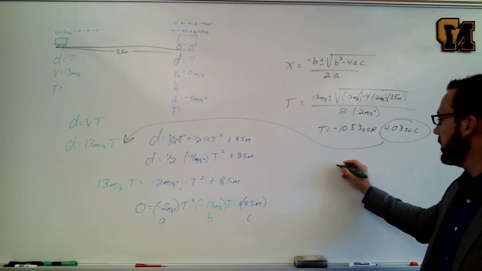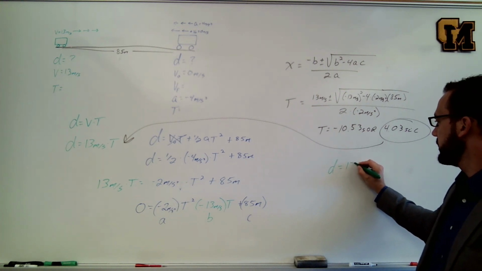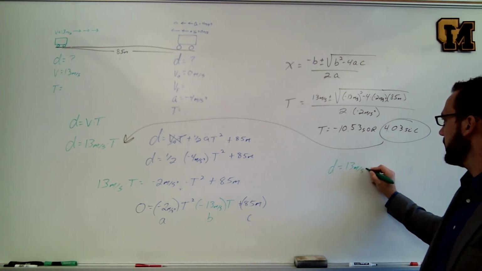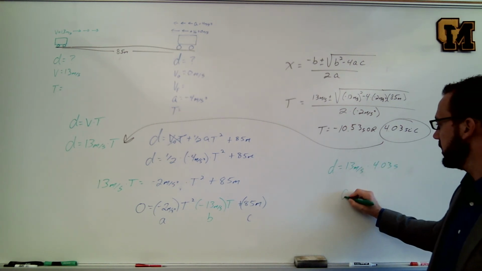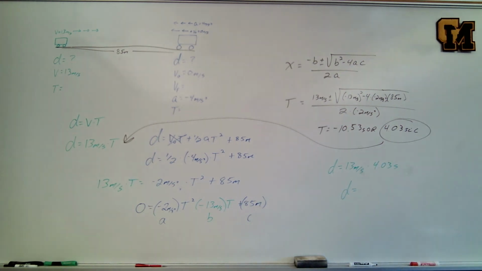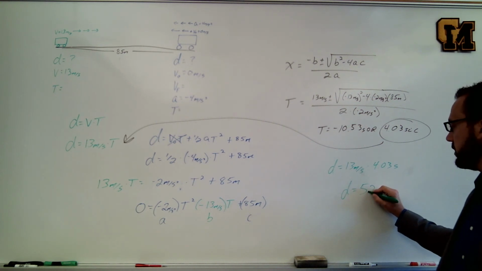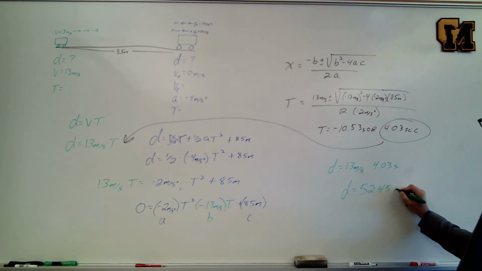That's going to give me the location where they're going to crash: 13 meters per second times the t, which is 4.03 seconds. And that gives me a location of them crashing at 52.45 meters.